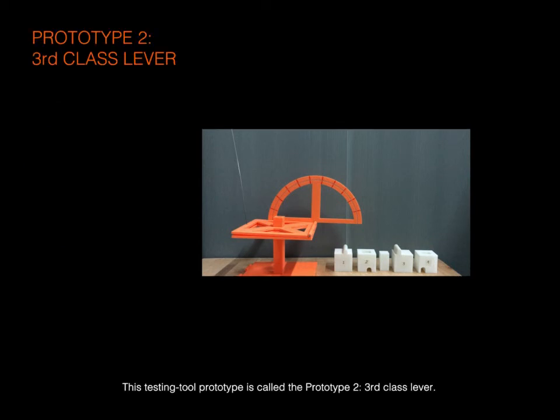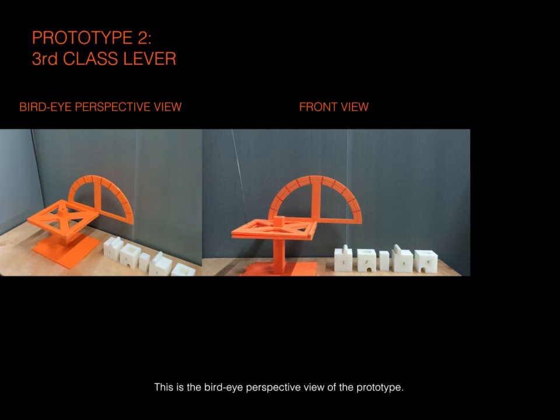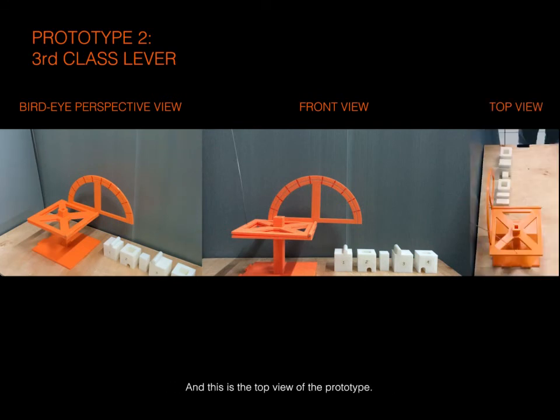This testing tool prototype is called the Prototype 2 third-class lever. This is the front view of the prototype. This is the bird's-eye perspective view of the prototype. And this is the top view of the prototype.